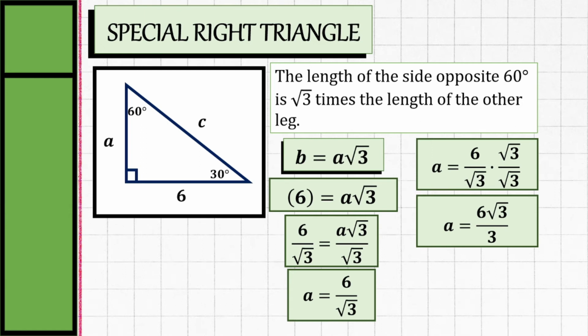If you multiply the square root of a number by itself, you will just copy the radicand. Okay? So, let's simplify if possible. 6 divided by 3, that is 2. So, our A is equal to 2 square root of 3.